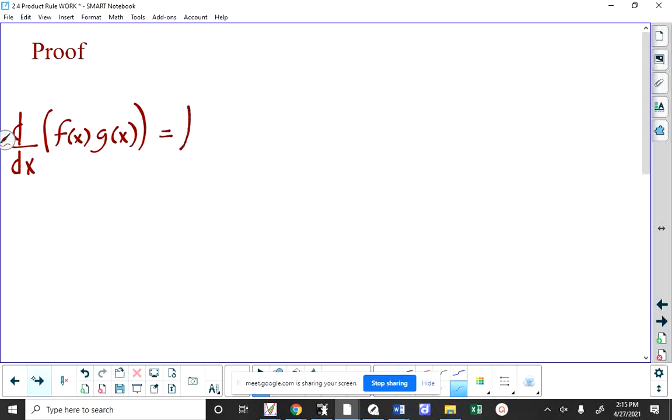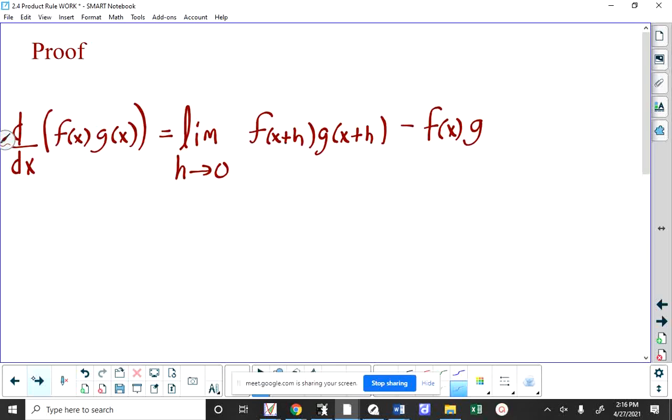By definition, it is the limit as h approaches 0 of this function f of x g of x at x plus h, which would be f of x plus h g of x plus h, minus the function itself, all over h.